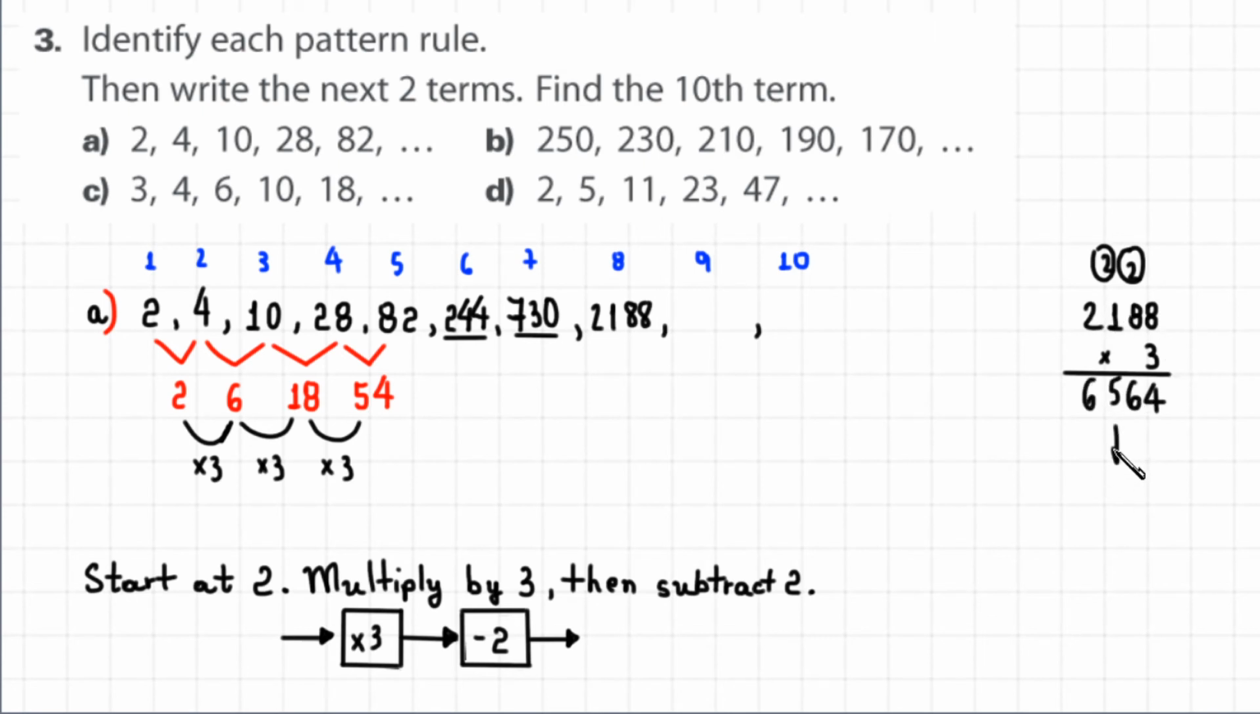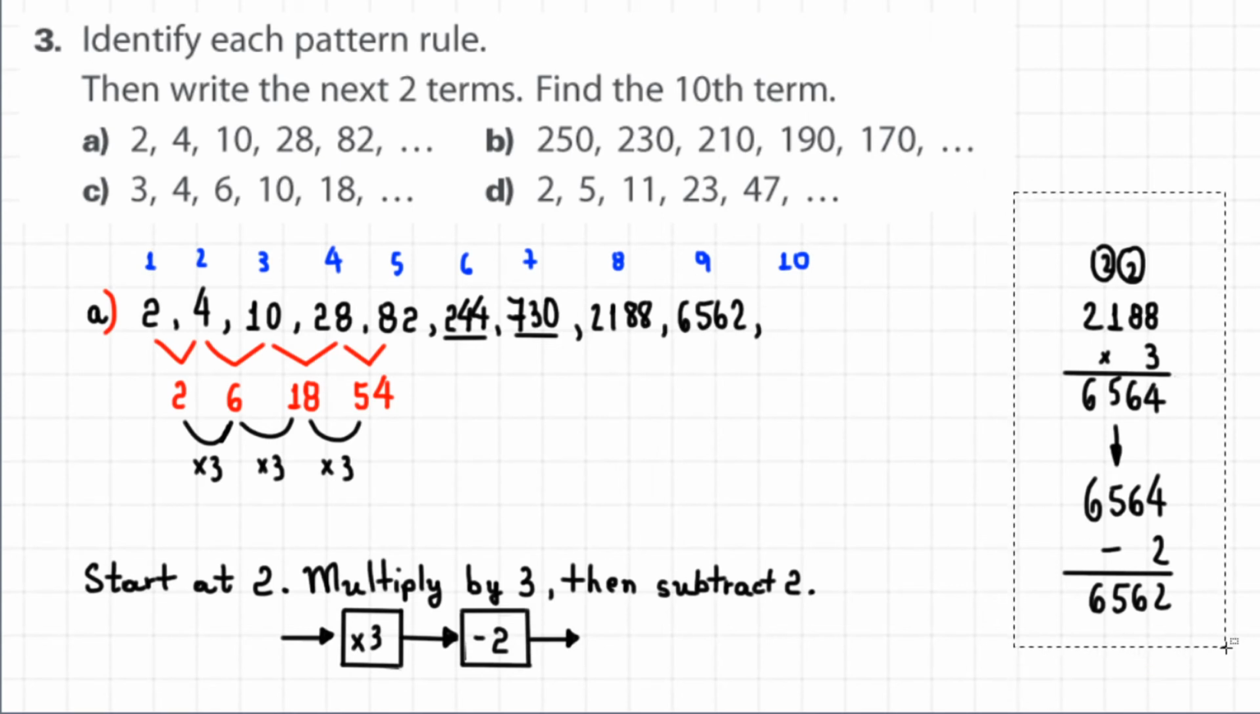So now we have the number 6,564. The next step is to subtract 2. You know that is the pattern rule, and you will find 6,562. So that is the 9th term, 6,562. Okay, let me erase this so I can have more room.